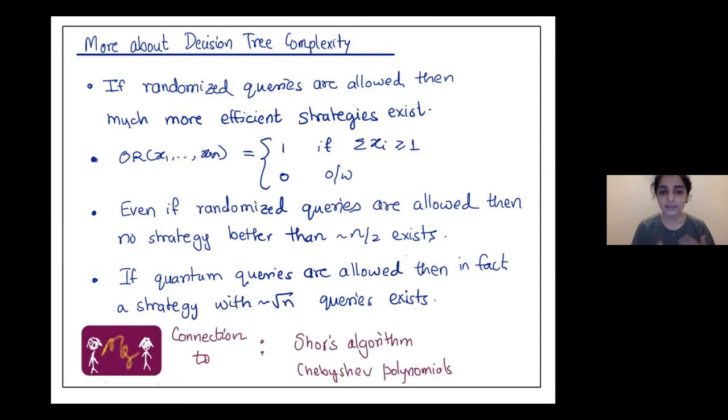And this quantum query complexity question has tons of other applications which are not immediately obvious, but there are very deep connections to things like Shor's algorithm and Chebyshev polynomials. So I'm not going to go there, but I'm just throwing in some terminology and key phrases at you if you feel interested in any of this.